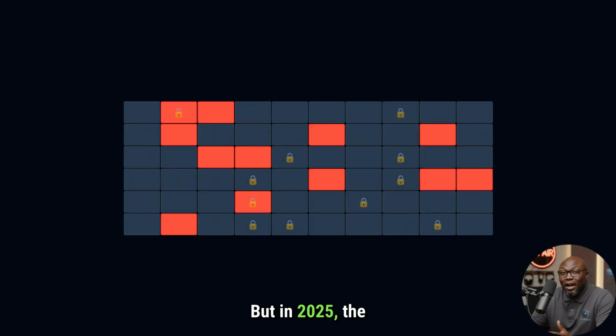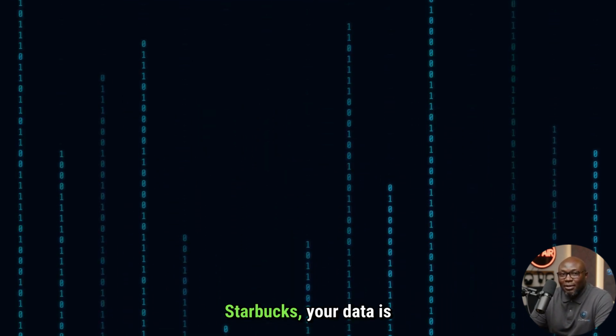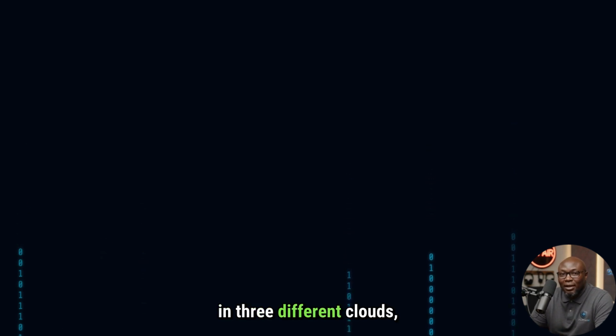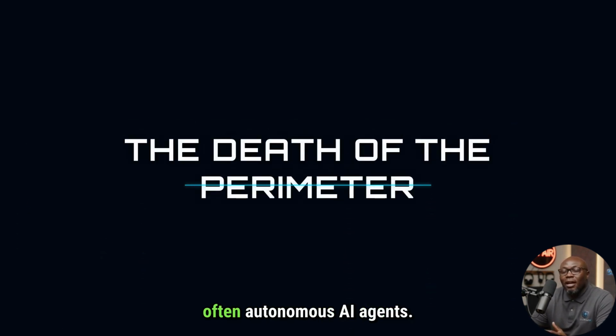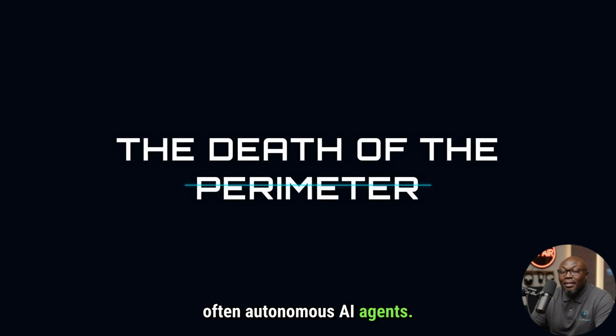But in 2025, the castle has no walls. Your employees are at Starbucks, your data is in 3 different clouds, and your guests are often autonomous AI agents. The castle and moat security model is outdated with agentic AI.